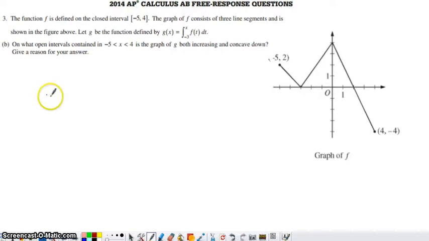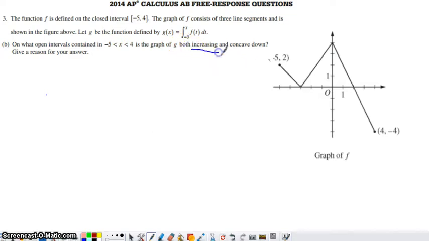Here's part B of number 3 from the 2014 AB and the BC exam. And we have a graph of f provided to us here. They define this function g to be a definite integral that involves the function f. And then in part B it says, on what open intervals contained between -5 and 4 is the graph of g both increasing and concave down?